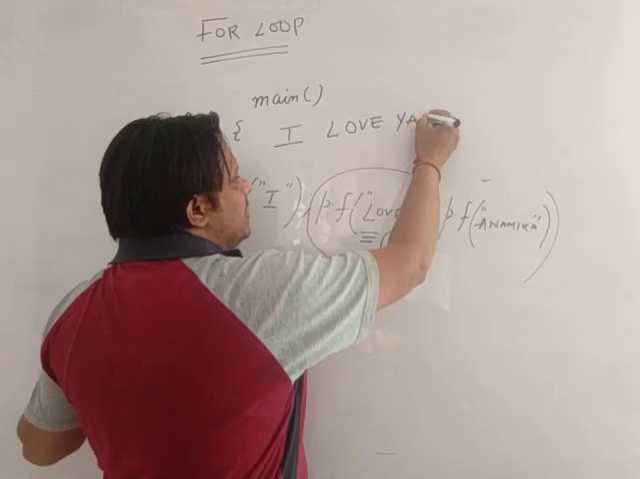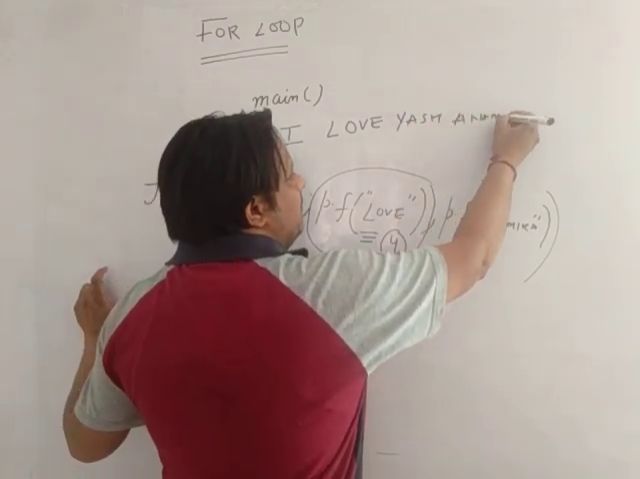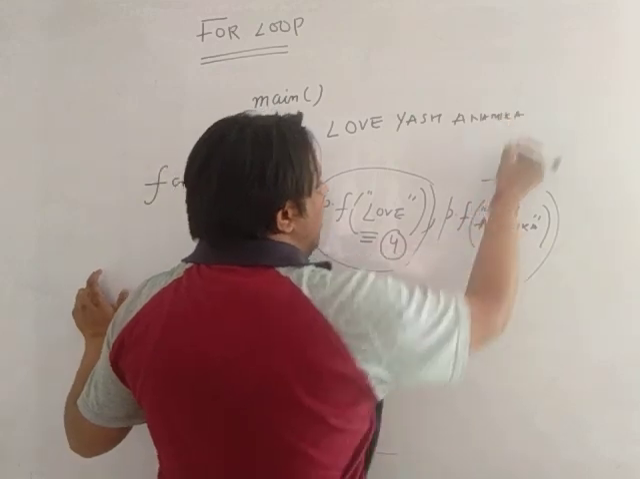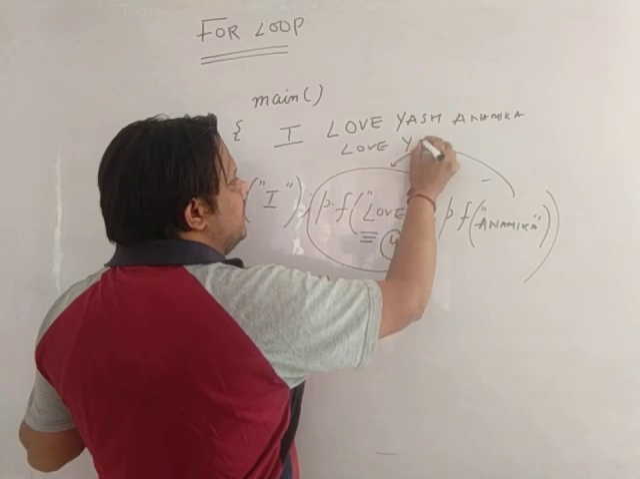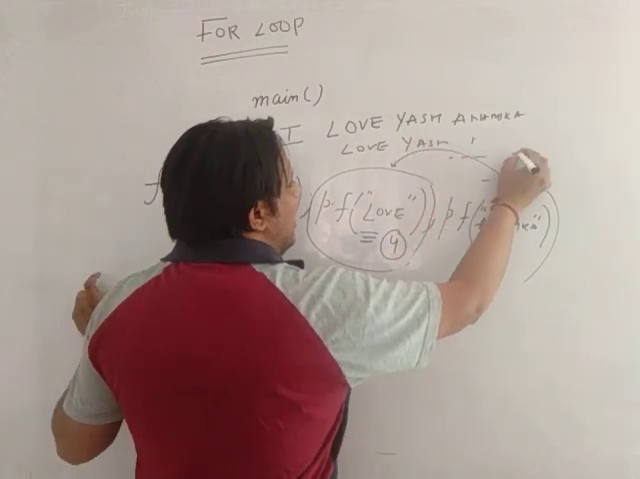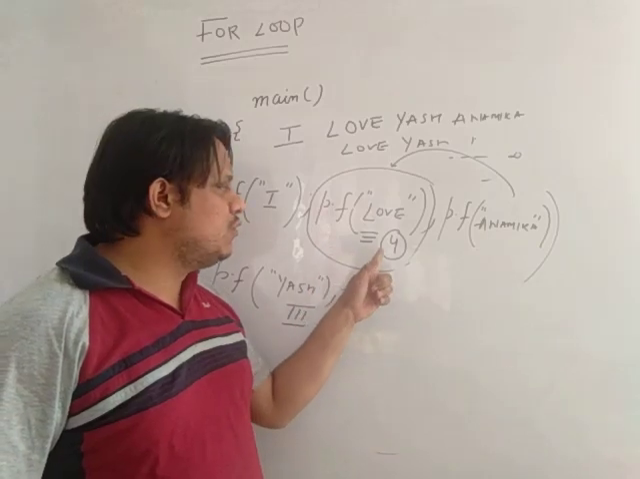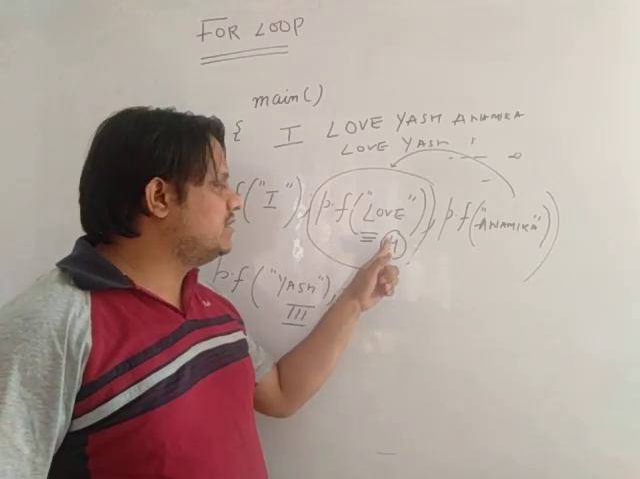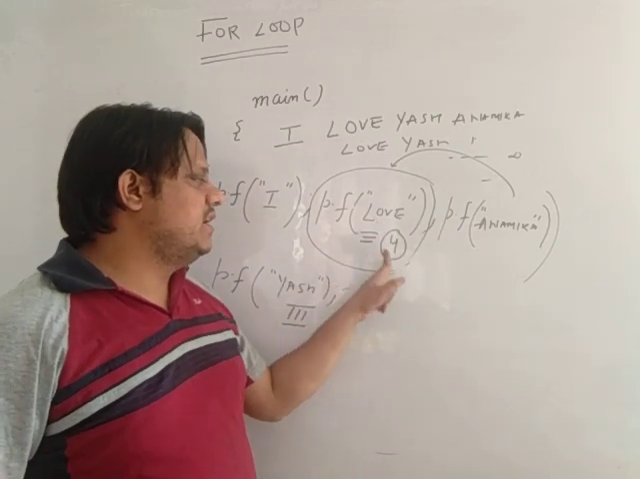I love Yash. And then it will go to Anamika. It will print Anamika. So I love Yash Anamika. After that, it will again go to this. It will print love. And then again it will print Yash. Then again it will print Anamika. And so on. Because this condition is never going to be false, because we are not updating this. This 4 remains constant. Every time we are checking the condition, we are not modifying this value 4.